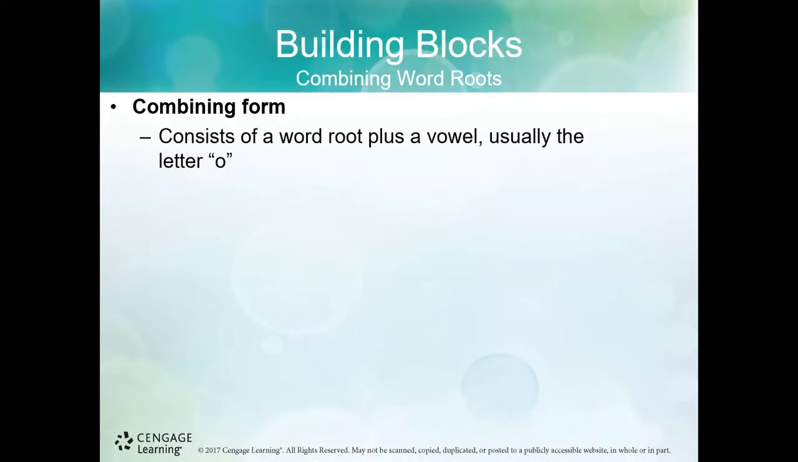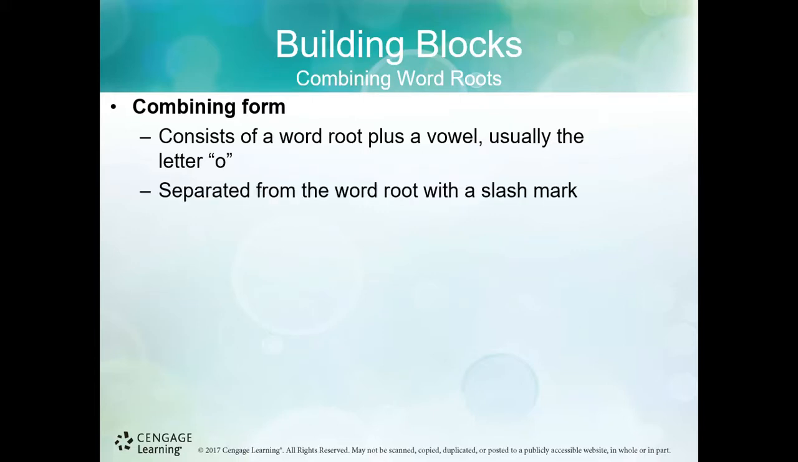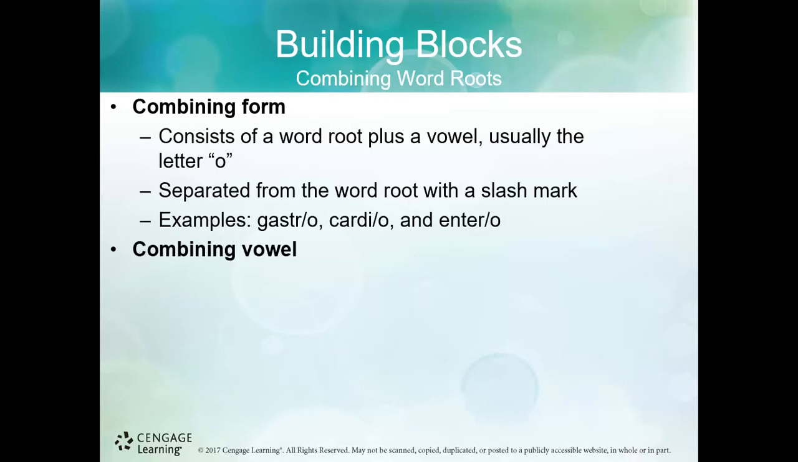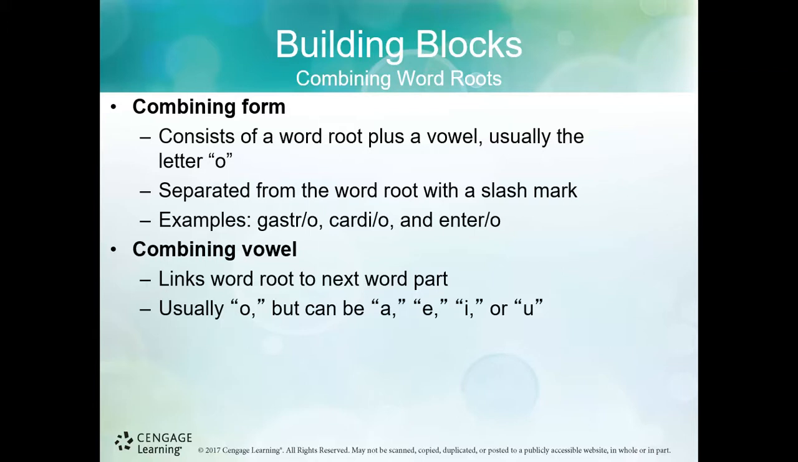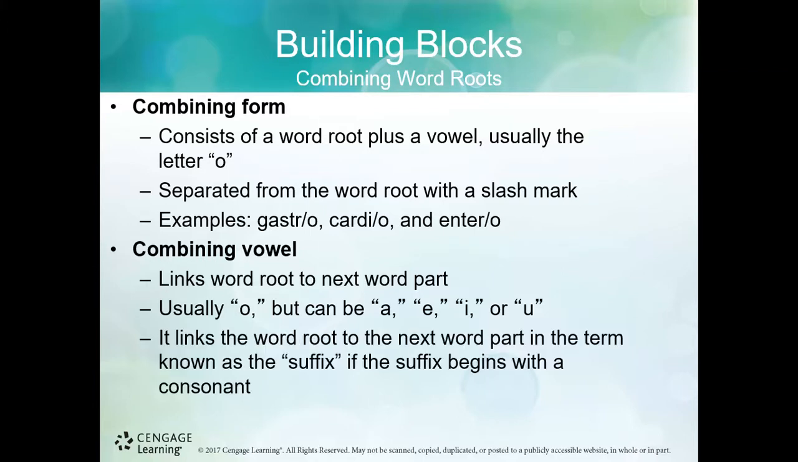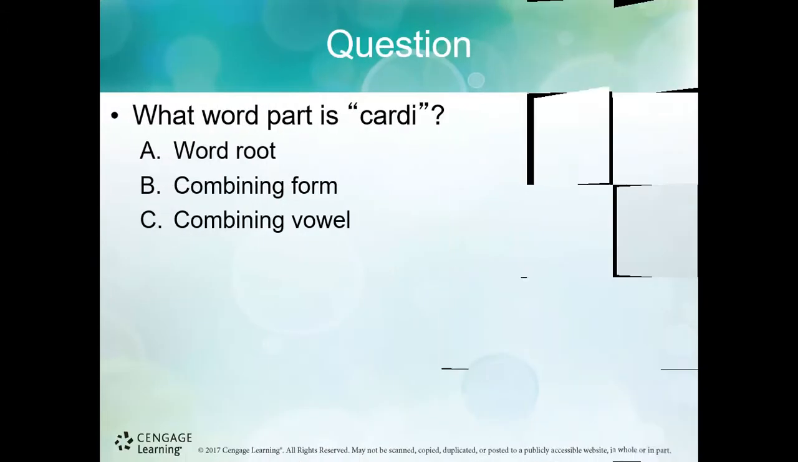The combining form consists of the word root plus a vowel, which is usually the letter O. The letter O or the vowel is separated from the word root with a slash mark, and here are a few examples. The combining vowel links the word root to the next part. It can be any vowel, but it's usually O. It links the word root to the next part in the term, known as a suffix, if the suffix begins with a consonant, not a vowel.